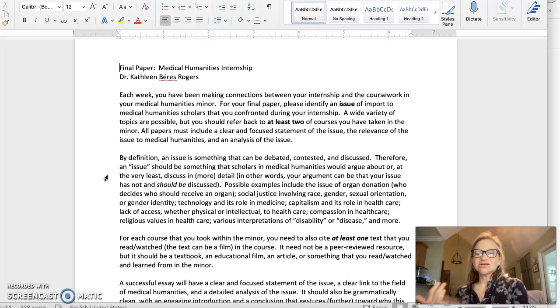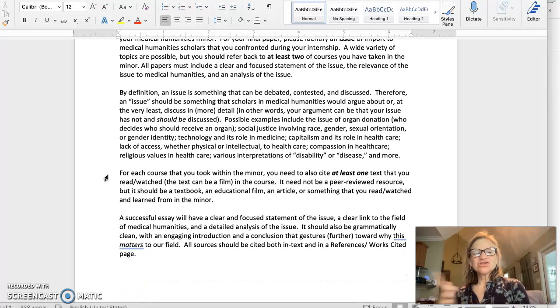Examples include the issue of organ donation, social justice involving race, gender, sexual orientation, or gender identity, technology and its role in medicine, capitalism and its role in healthcare, lack of access, whether physical or intellectual, to healthcare, compassion in healthcare, religious values in healthcare, various interpretations of disability or disease, gender, and more. There's a lot of them, and I can't think of every one off the top of my head.